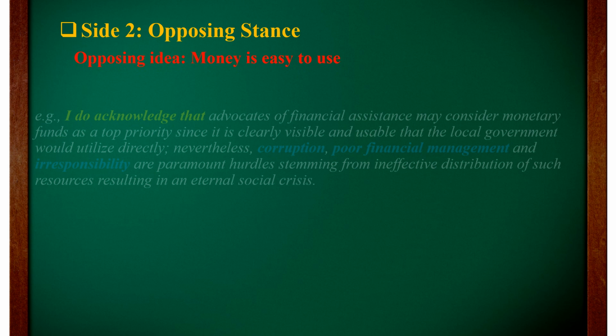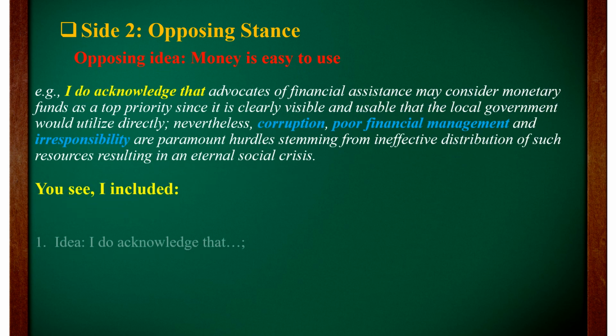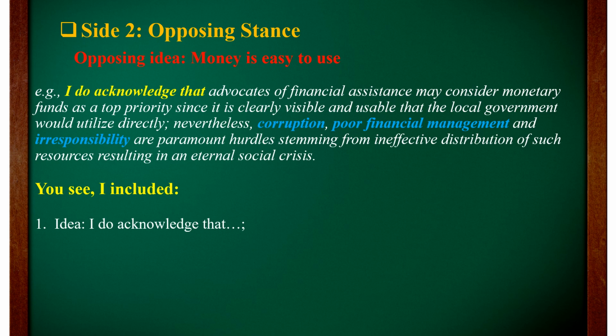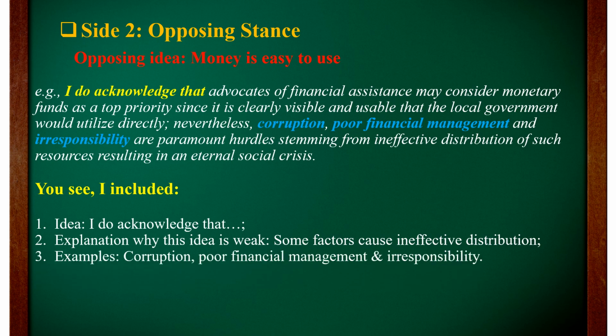The fourth idea in the body paragraph is rebuttal. To introduce the opposing idea, I simply use an opening. I do acknowledge that, to inform the reader that I understood that some people may think monetary aid is good, and then I rejected this idea by pointing out some negative aspects of poor financial management in the developing countries, such as corruption and irresponsibility.